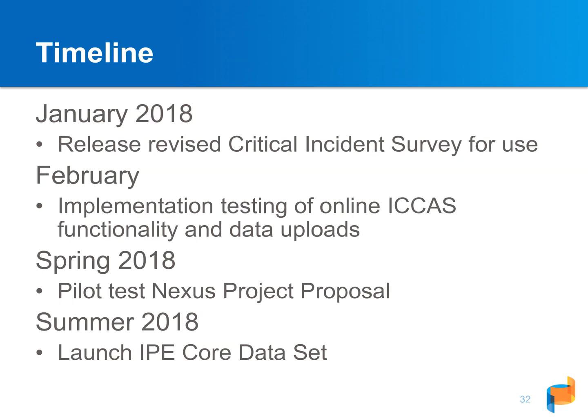There is a timeline. Let's share what that looks like. What we've outlined is, frankly, the next 6 months. This month, the Critical Incident Survey, the revised one, is released. In February, the implementation testing of the online ICAS functionality and data uploads will occur. And again, David, thank you for the invitation for engagement in those activities of implementation testing. What we're looking at in the spring of 2018 is to pilot test the Nexus project proposal, and by the summer of 2018, launch the IPE core data set in its fullness.